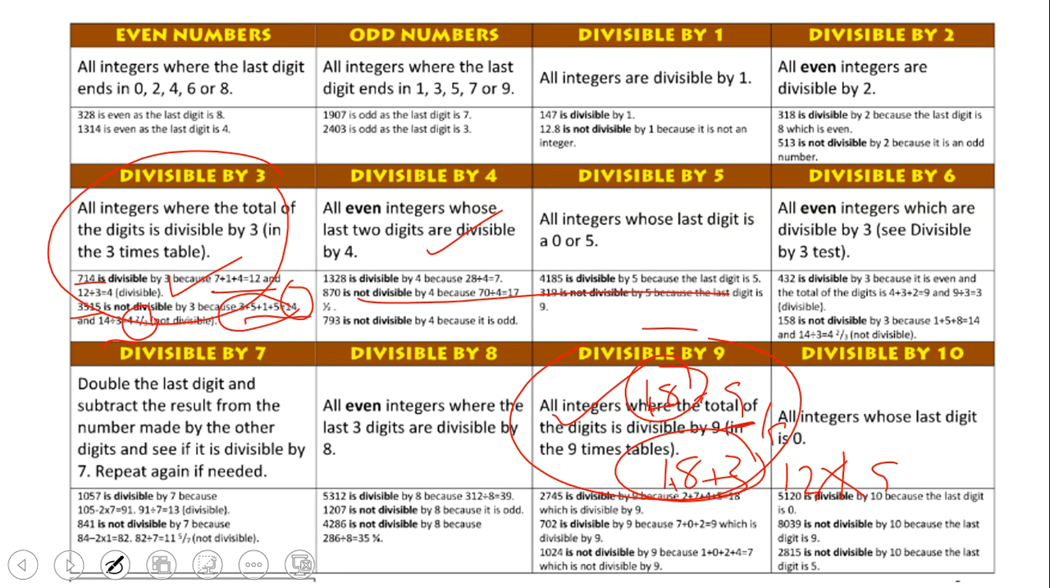Same like that, for 4, check the last two digits. For 5, you know, the number will end with either 0 or 5: 5, 10, 15, 20, 25. And for 6, another rule is there, all even integers. So like that some rules are there.